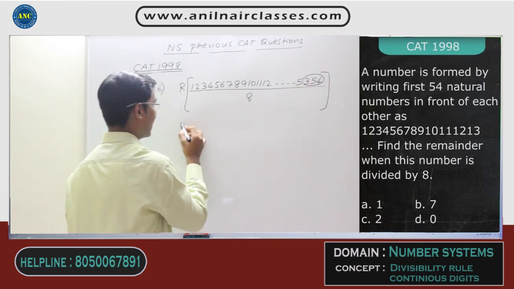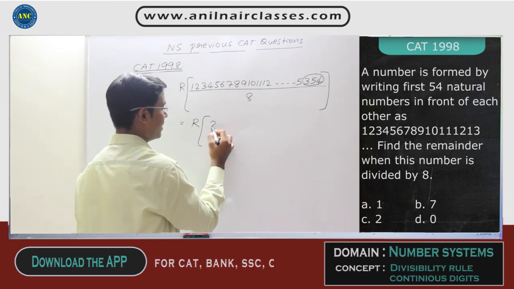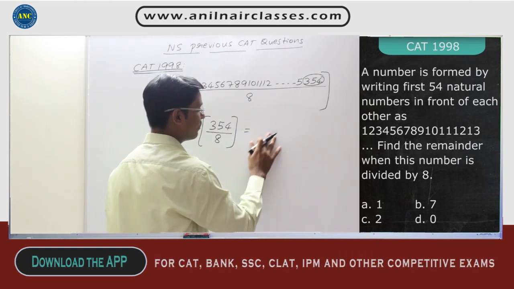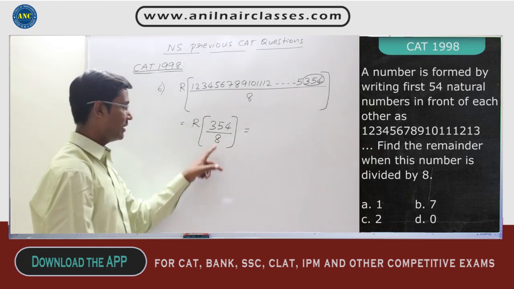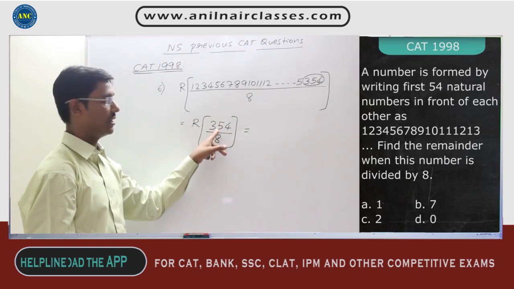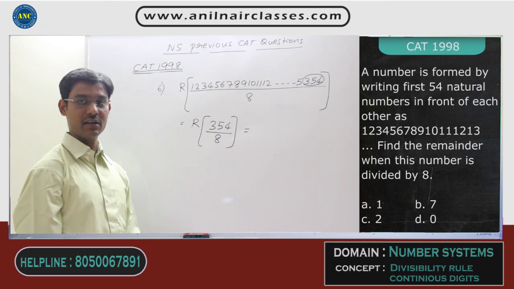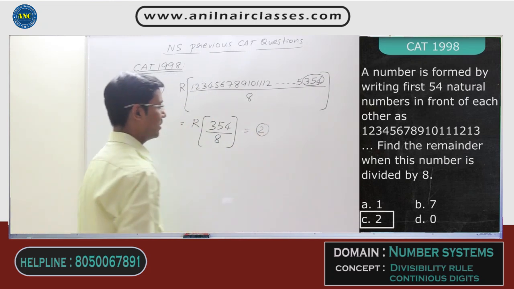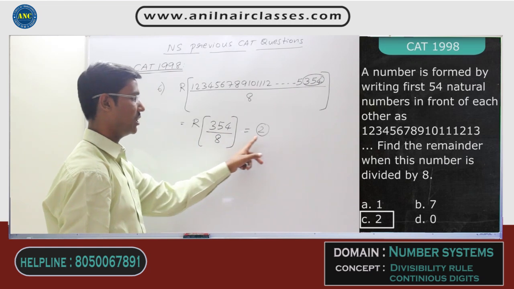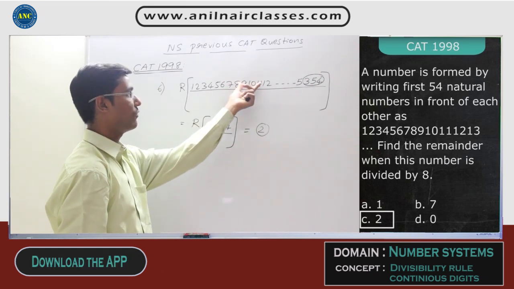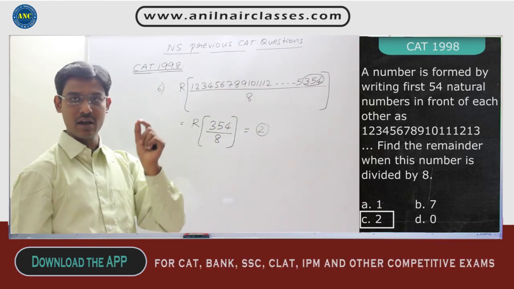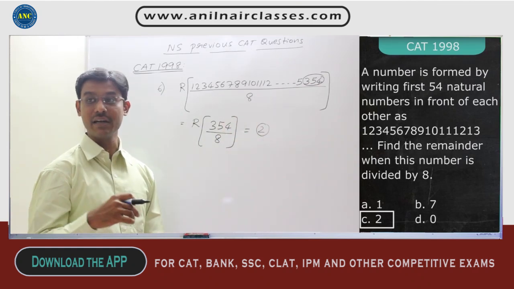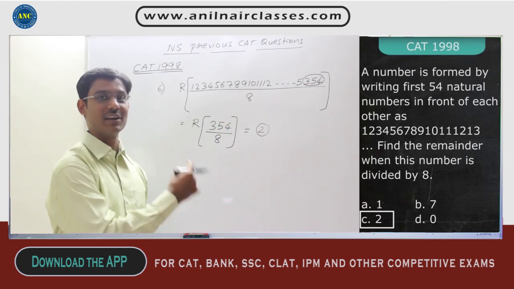That means I can also write it as the remainder when 354 is divided by 8. What is the remainder when 354 is divided by 8? 8 into 4 is 32. Another 3 is pending, 34. 8 into 4 is 32. 2 is the remainder. That means the remainder when 354 is divided by 8 is 2. The remainder when the first 54 natural numbers are written and divided by 8 also should be 2. It is nothing but the divisibility rule, what we have discussed in our school days.